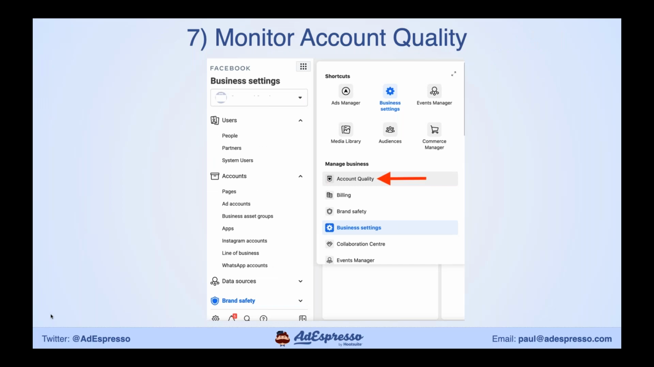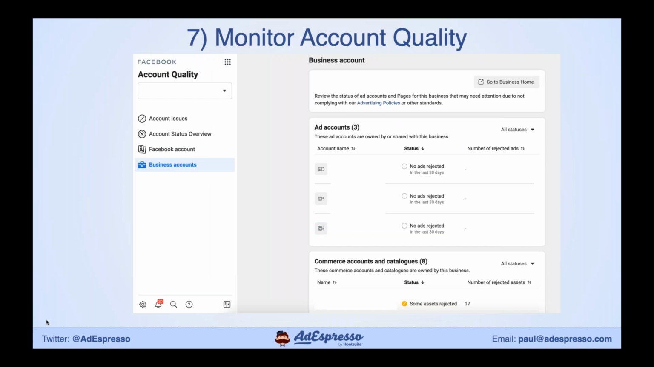Then something else, again, to be proactive, is if you go to these 9 dots, that little square grid in Business Manager, and then from that pop-up menu, go to Account Quality, and you can just monitor what's happening with your account. You can see here on the left-hand menu whether there's any account issues, what your account status overview is, your Facebook account, and look at the number of rejections, look at if your catalogs are getting any items in them banned, that sort of thing here. So you just want to make sure that these aren't building up. It's probably impossible, well, nearly impossible anyway, to not get any ad rejections at all on Facebook, but just try and keep the number low.